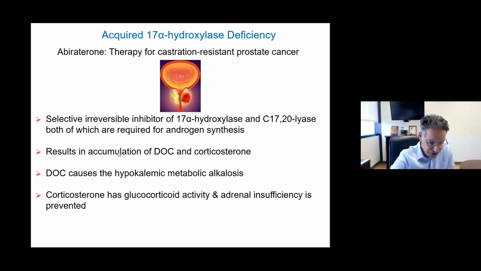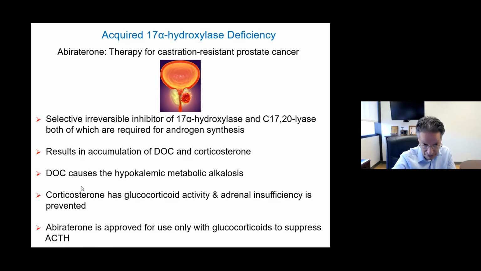And because this occurs in almost all cases, the clinical guidelines say it's approved only for use with glucocorticoids. You're not allowed clinically to give this alone. You have to give a glucocorticoid, and the goal here is to suppress ACTH activity, which will ameliorate the disorder. Obviously, if you can stop the drug, that's the best thing to do. But it looks exactly like 17-alpha hydroxylase deficiency.